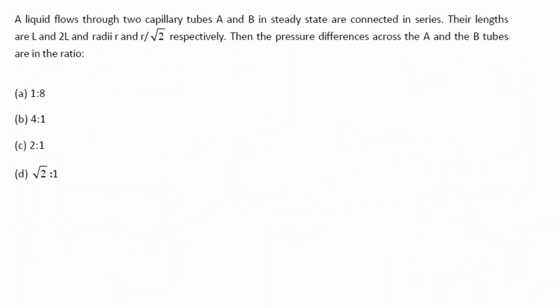Now the next question. The question says a liquid flows through two capillary tubes A and B in steady state, connected in series. So there are two capillary tubes A and B. Their radii are different. This is the A tube, this is the B tube. The liquid is flowing through it. Steady state means the velocity is constant and the total force acting on it will be 0.